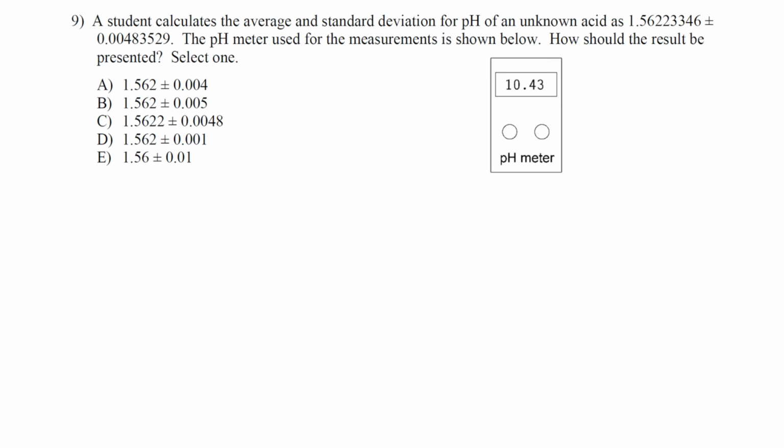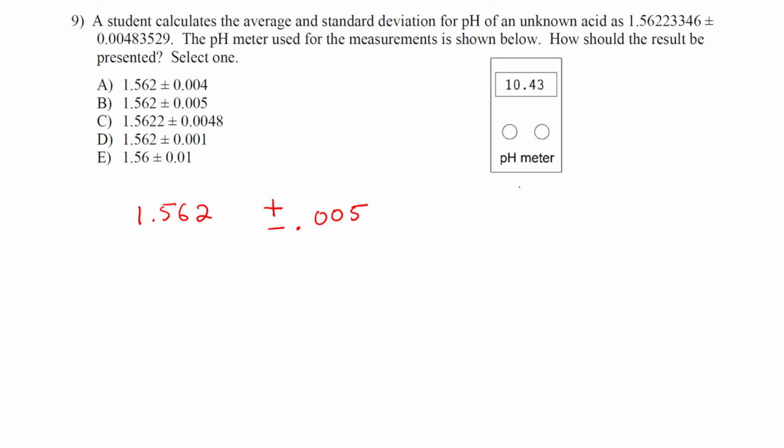A student calculates the average and standard deviation for a pH of an unknown acid as 1.56 plus or minus 0.0048. The pH meter used for the instrument is shown below. How should the results be presented? Rule 1. We report the error with one significant figure unless it begins with a 1 or 2. That 8 will round it up. Rule 2. We report the answer to match with the same precision as the error.